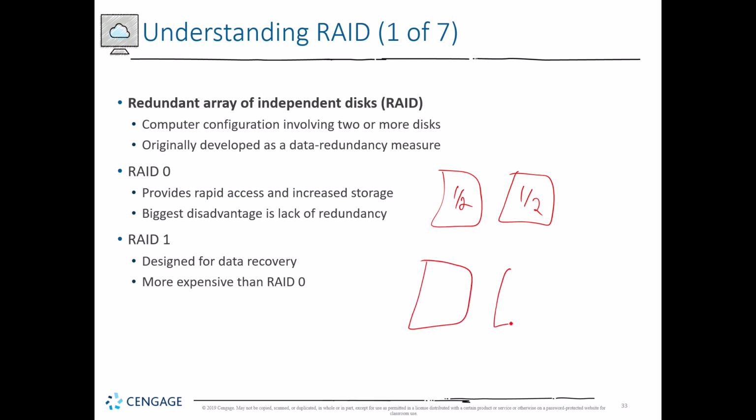RAID 1, we have a full copy of the data on both. A file written to one is written to both. The issue is you have to have 2 drives that are the same size that will work together. If one drive dies, for example, you have a complete copy of the data. With RAID 0, if one drive dies, you lose everything. It doesn't have redundancy, but speed is definitely increased there.